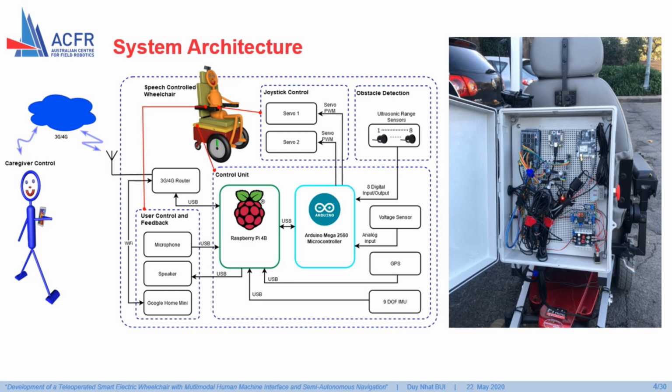The Arduino is responsible for interfacing with the voltage sensor to monitor the wheelchair battery voltage and monitoring the ultrasonic sensors for nearby obstacles. Finally, the Arduino listens for the command from the Raspberry Pi to control the servos on the joystick controller.